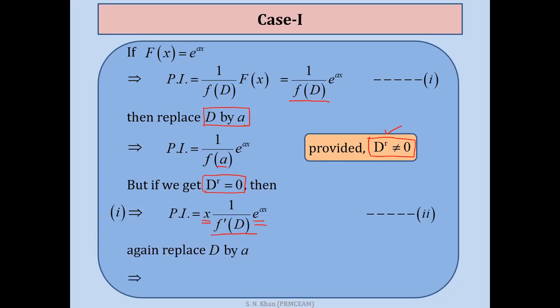So equation 2 will become now PI is equal to x as it is into 1 upon f dash of a. f dash of D has now become f dash of a, operating on e to the power ax as it is. Okay, now again we have to check the value of denominator. Denominator should not become 0 again.